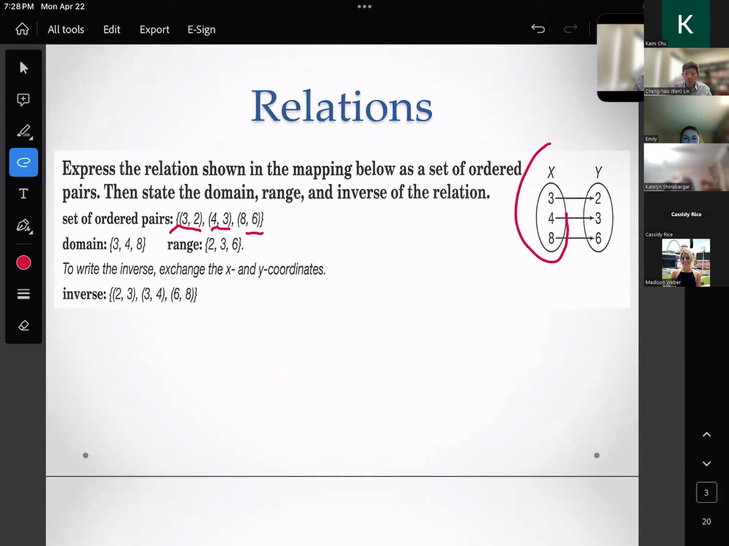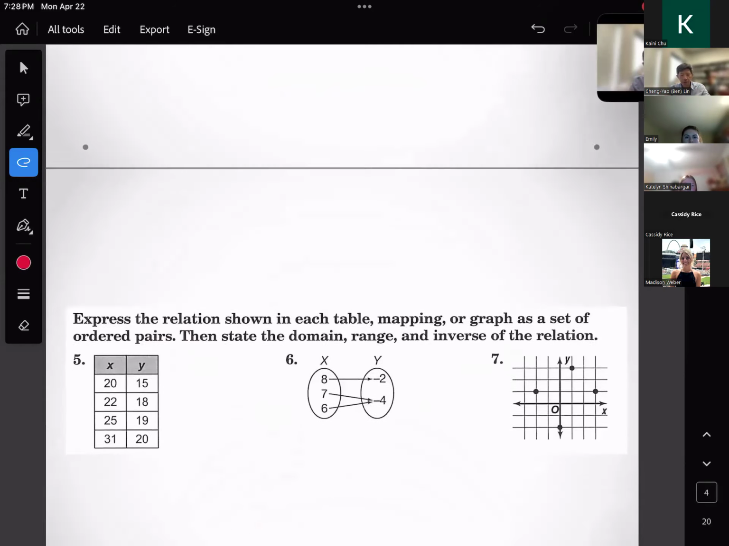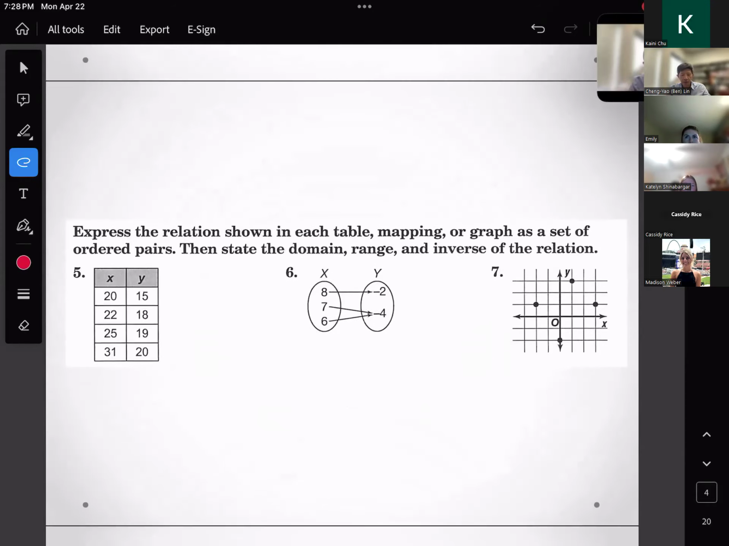This is called the domain: 3, 4, 8 is the domain. What's the range? Y, that's the range, okay? To write the inverse, that means we switch from here to here: (2, 3), (3, 4), and (6, 8), okay? So this is a kind of relation between X and Y, all right? Relation, okay?